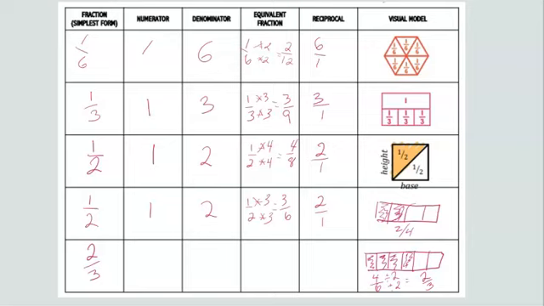This time, my numerator is 2. My denominator is 3. 2/3, we're going to take both numbers times 3, and we get 6 over 9 for an equivalent fraction. 2/3 flipped becomes 3 over 2. 2/3 times 3 halves equals 1.